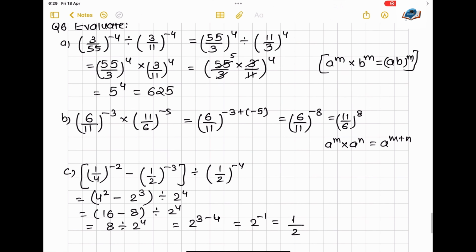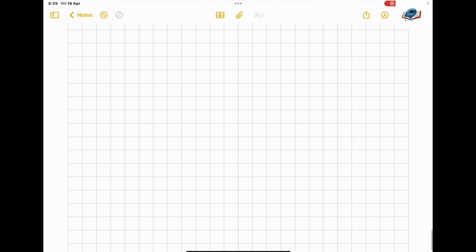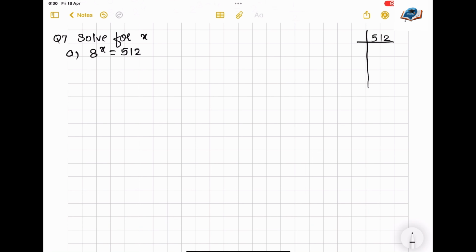Then question 7. Solve the following for value of x. Solve for x. First one says 8 raised to x equal to 512. So if you do the prime factorization of 512, 2 2s are 4, 2 5s are 10, 2 1s are 2, 2 2s are 4, 4 2s are 8.